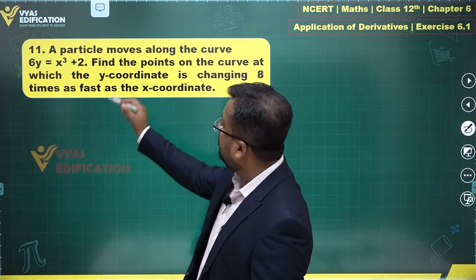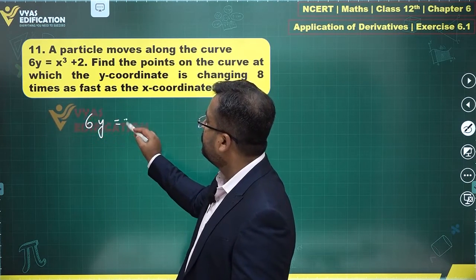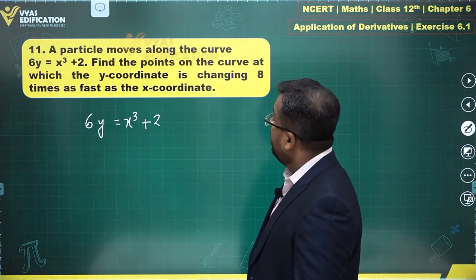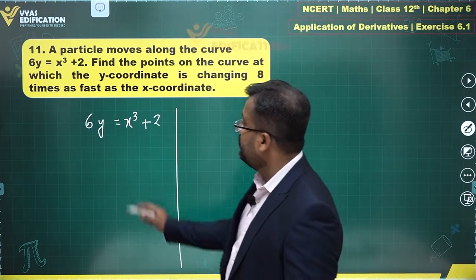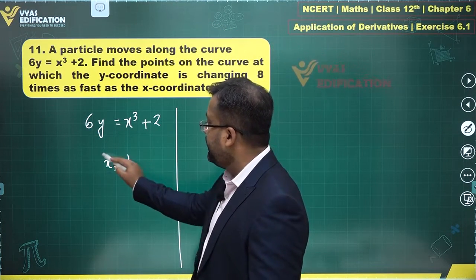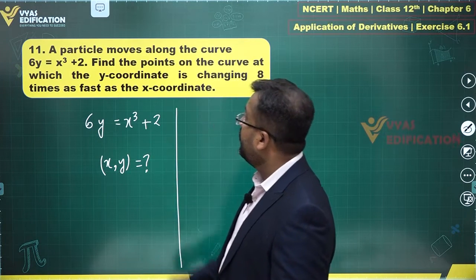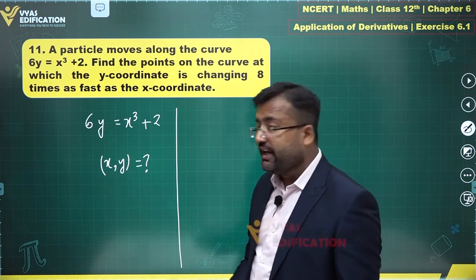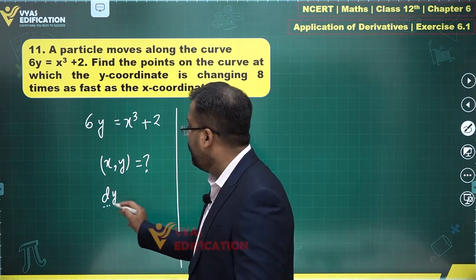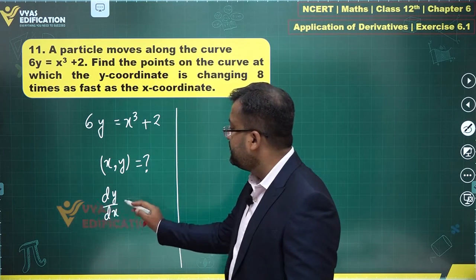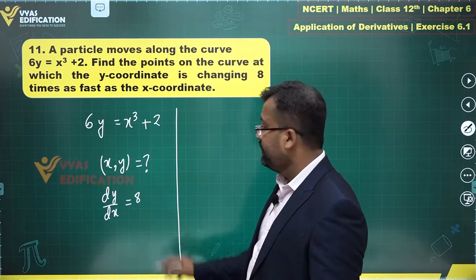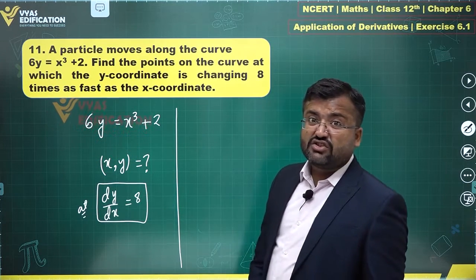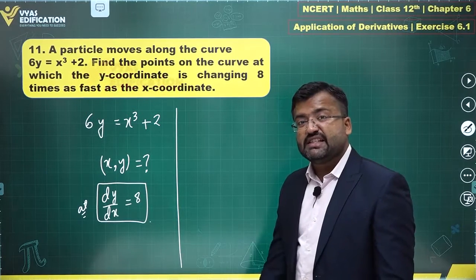A particle moves along the curve. This is the curve. 6y is equal to x power 3 plus 2. There's no need of any diagram over here, right? Points on the curve. Okay, so you are interested in x comma y points at which the y coordinate is changing 8 times as fast as the x coordinate, which implies that dy over dx, rate of change of y with respect to x, is given to be 8. This is given at x comma y, which is supposed to be found when dy by dx is equal to 8.